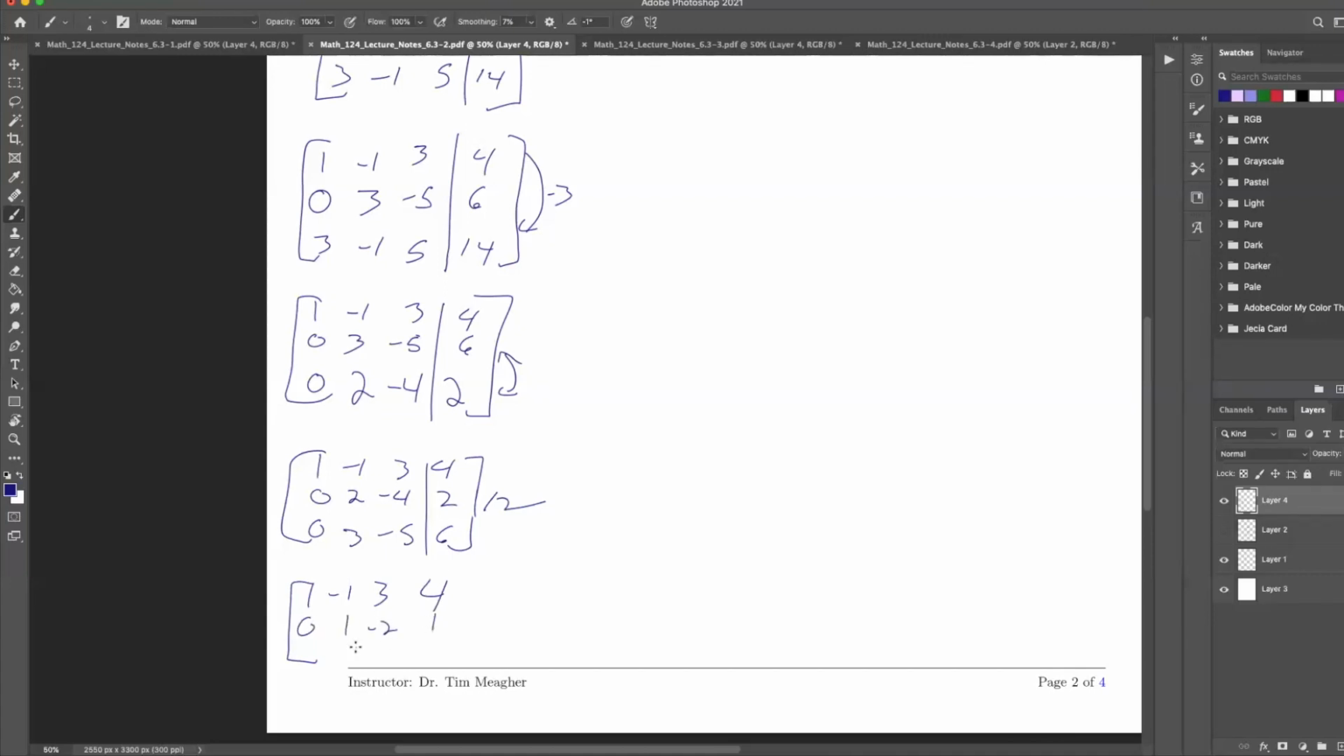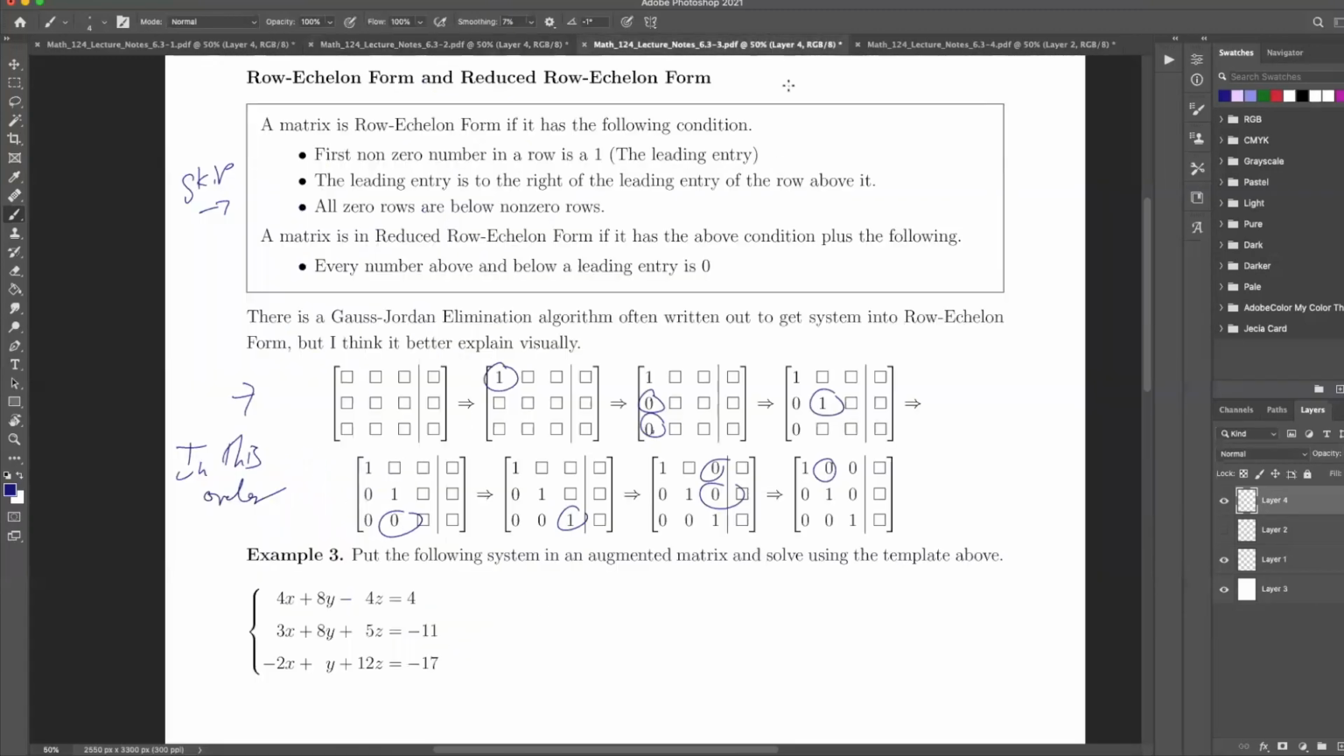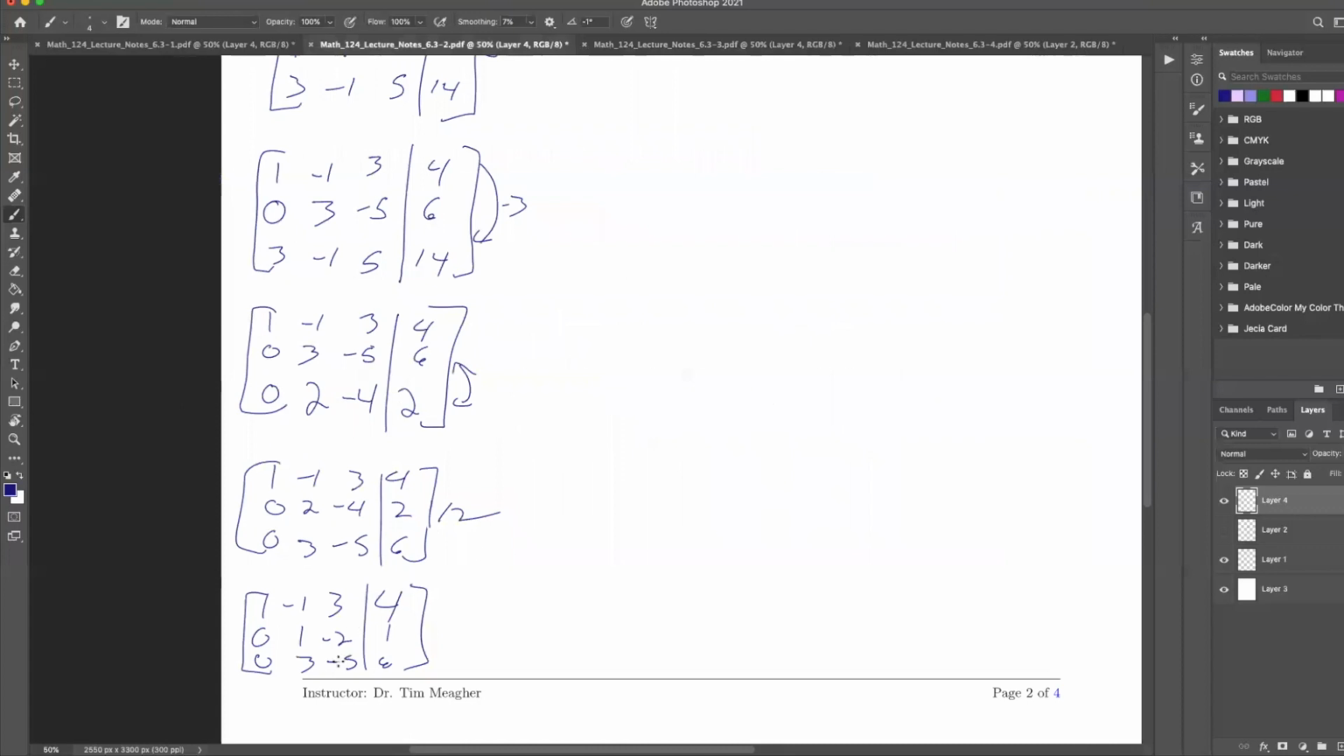1, minus 2, 1. 0, 3, minus 5, 6. All right. Let's go back to our algorithm. So we have a 1 here. The next thing I want is a 0 here. So let's do the 0 here. So I want a 0 here.